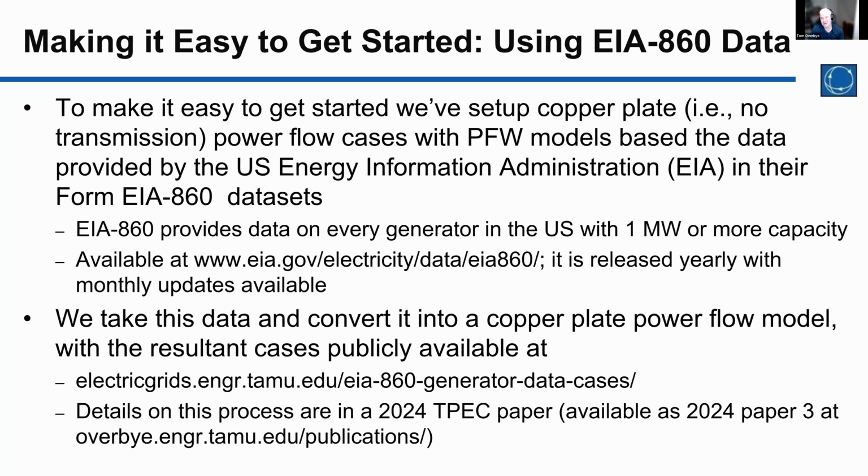But their primary goal is to put out energy data, and the EIA 860 data has information on every generator in the US with 1 megawatt or more capacity. The website there is posted. It's released yearly and updated monthly. What we decided to do is actually to create a PowerFlow model based on this data. Now, we call it a PowerFlow model, but it's not really a PowerFlow model in the traditional sense. It's a copper plate model.